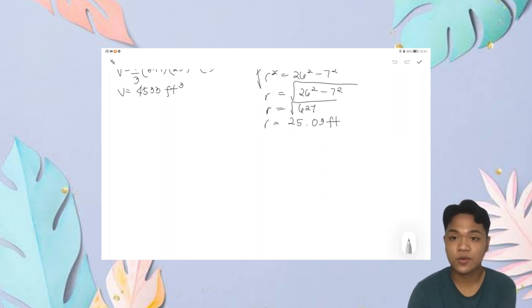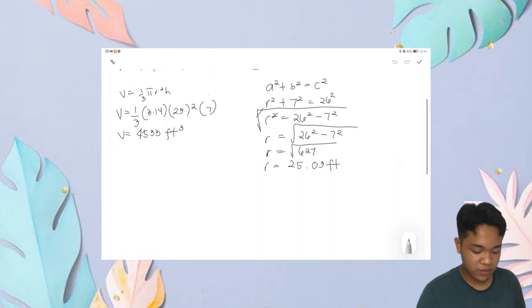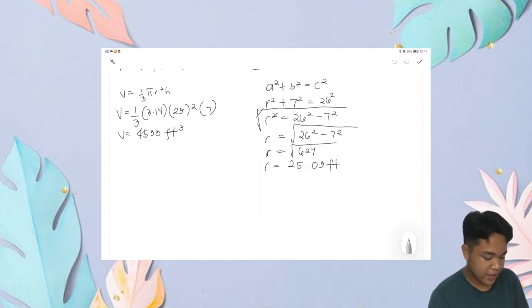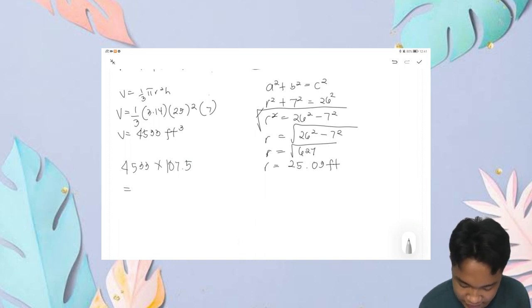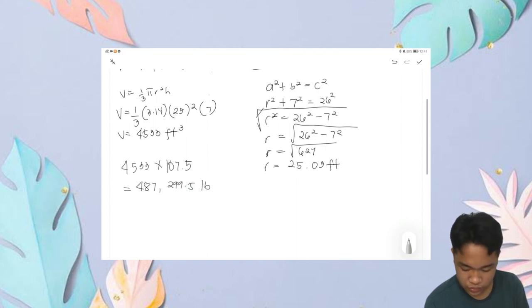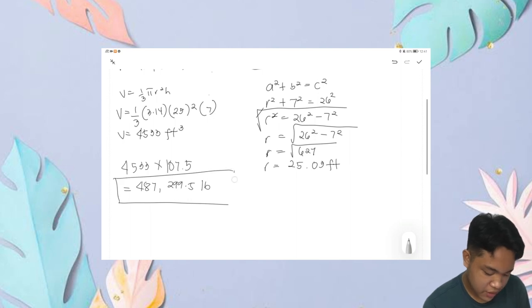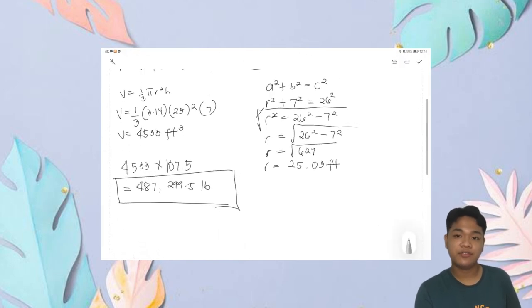If the sand weighs 107.5 pounds per cubic feet, so in finding the weight, let us multiply 4,533 by 107.5 in order to find the weight of the sand. So the answer is going to be 487,299.5 pounds. So that will be the answer. So that is the weight of the sand if the sand weighs 107.5 pounds per cubic feet.